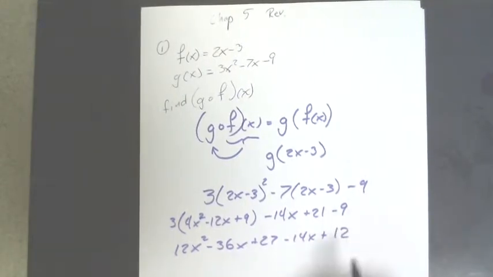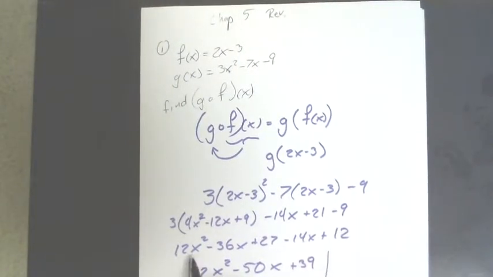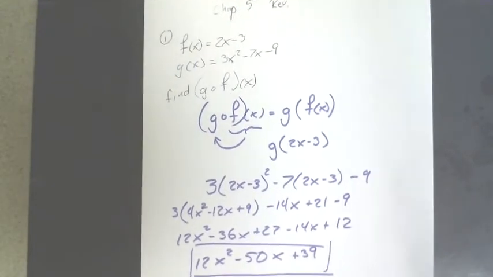Was that 12? So 12x squared, negative 36 minus 14 is what, 50? So minus 50x. And then 27 plus 12 is 39. So that's your result. So the key is just making sure you're putting one into the other properly.